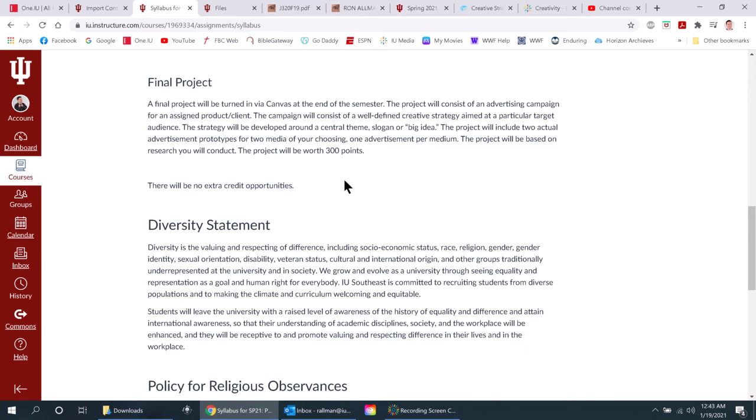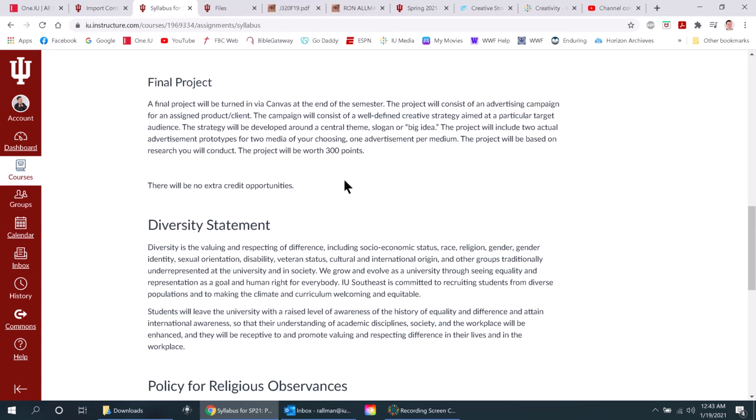Usually I like to have a real world client, but because of COVID, it's not going to be possible this semester. So what I'll probably do is create a product or a company that you'll have to promote that's based in the real world but doesn't actually exist in reality. We'll talk more about that when it comes along.